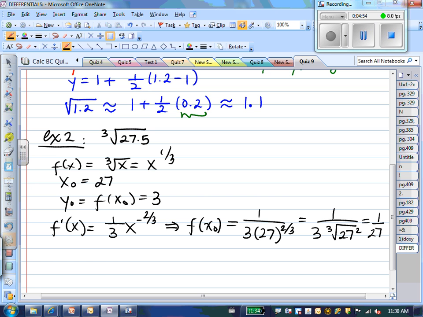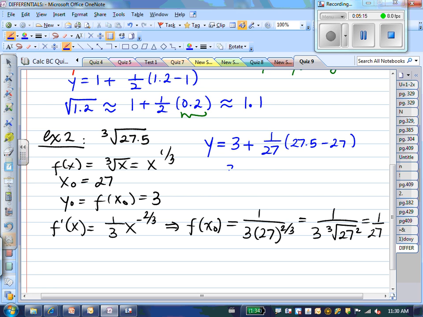Okay, so according to the differentials, to get my point slope, y equals y sub 0, the initial point, which is 3, plus my slope, which is 1 over 27, times my delta x, which is the difference between our point in question, 27.5, and the previous point.